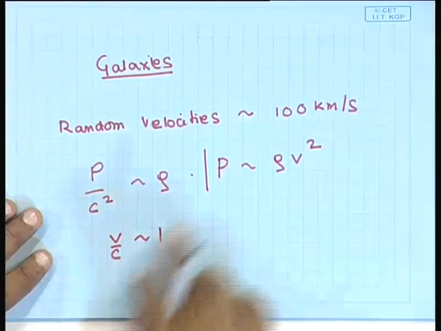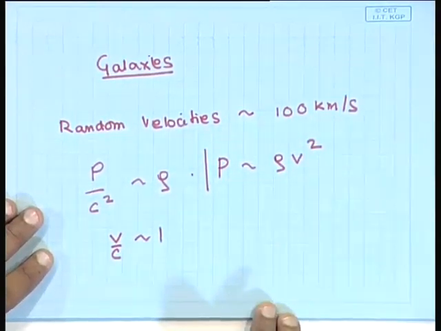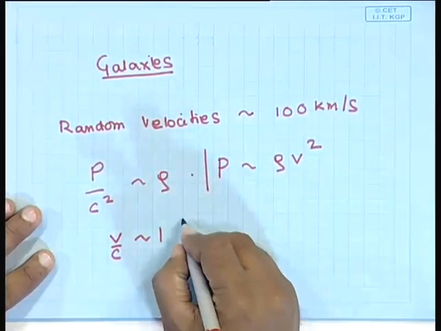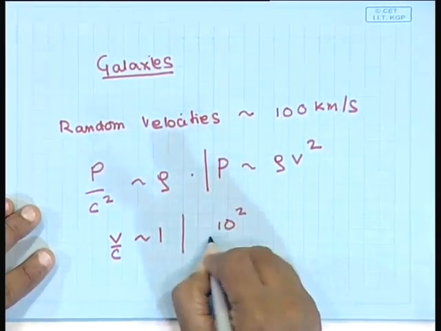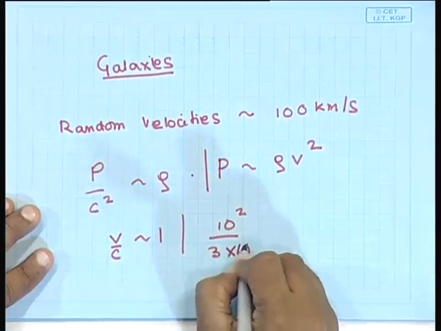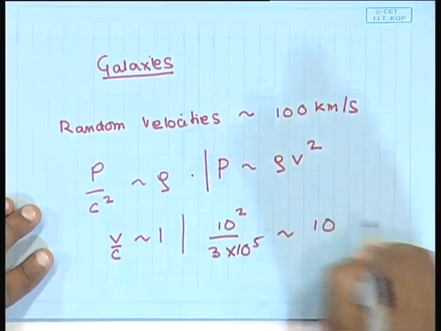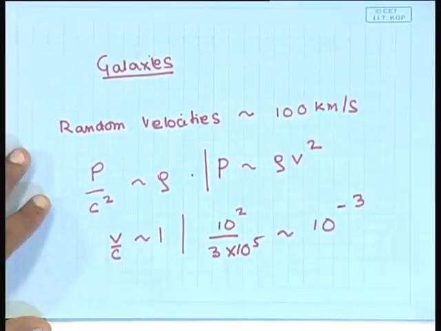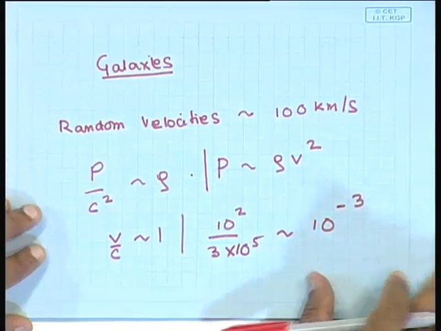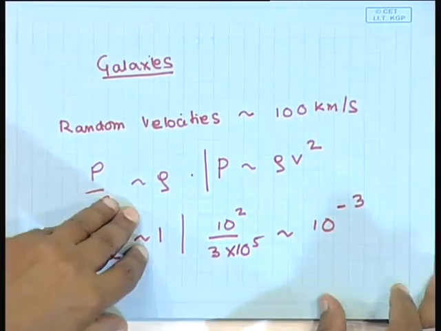Now, how much is this ratio for 100 kilometers per second? How much is the speed of light in kilometers per second? Three into 10 to the power 5. So, for these galaxies we have 10 to the power 2 divided by 3 into 10 to the power 5, which is of the order of 10 to the power minus 3, which is much smaller than 1. So, the effect of pressure is negligible for the random motions of the galaxies.